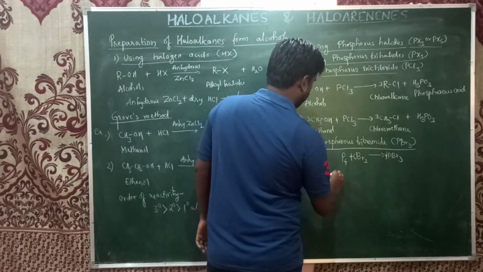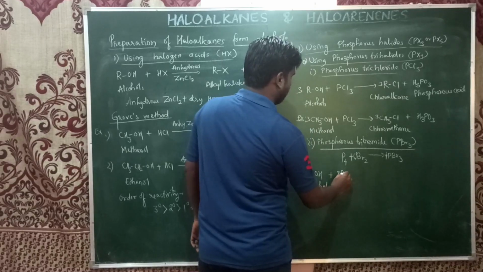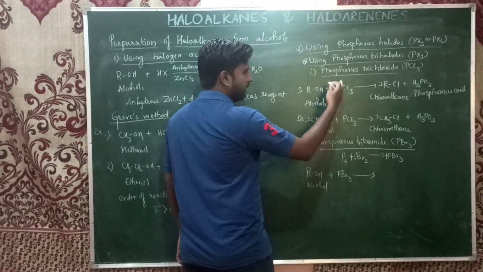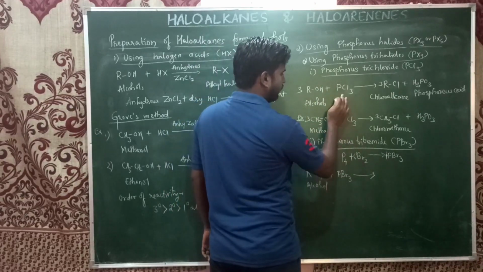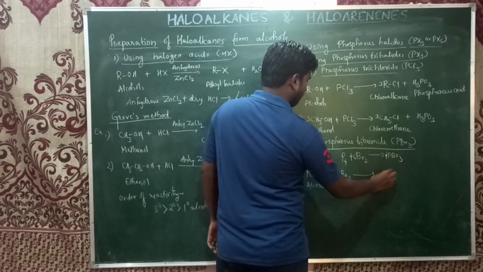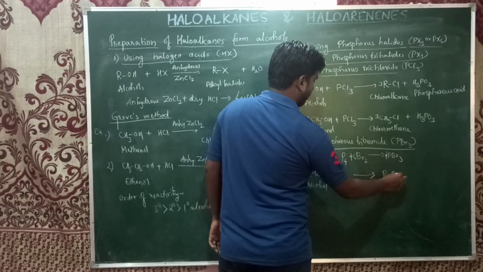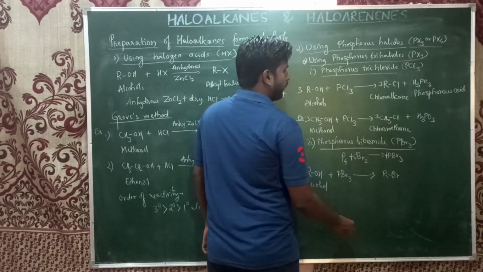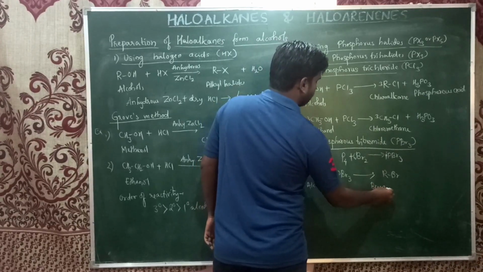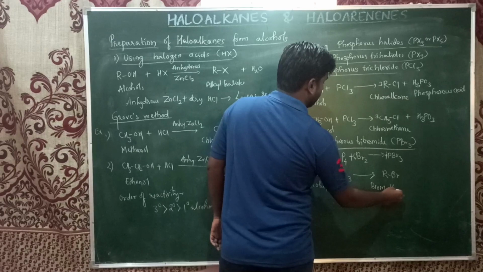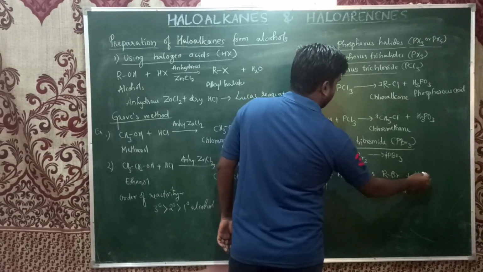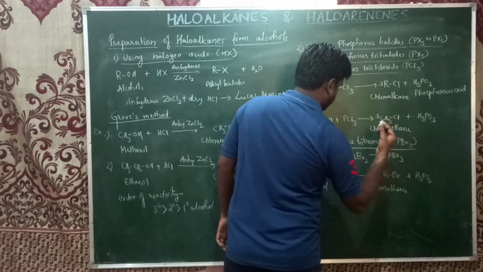Okay, PBr3. It is also the same as in the case of PCl3, as we have seen. Here also PBr3 reacts in the same way, giving RBr, that is bromoalkanes, with the elimination of the same H3PO3, phosphorous acid.